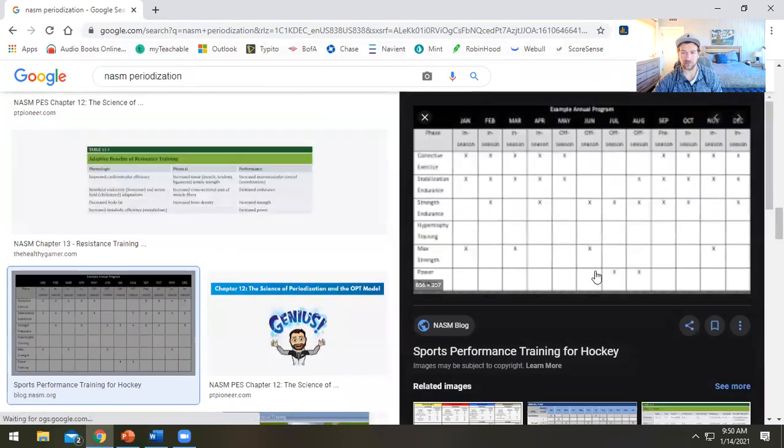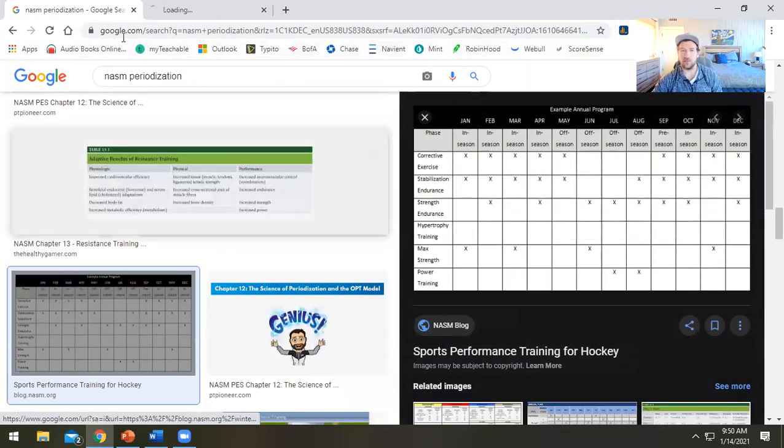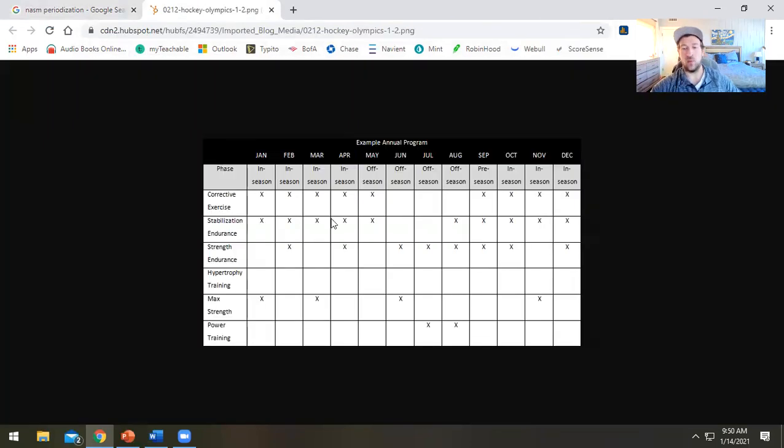There we go. So you take a look right here. This is an example of an annual program for an athlete. Here in January, this is in season, right? This would be an athlete who's in the middle of their season. Our goal for an athlete who's in season is not necessarily to increase their strength, right? Our goal is just to keep them playing their sport. Our goal of the off season or the preseason, that's where we're trying to increase their strength.